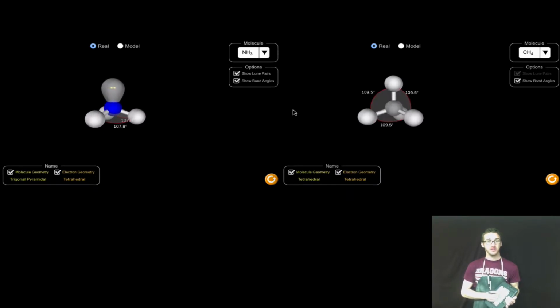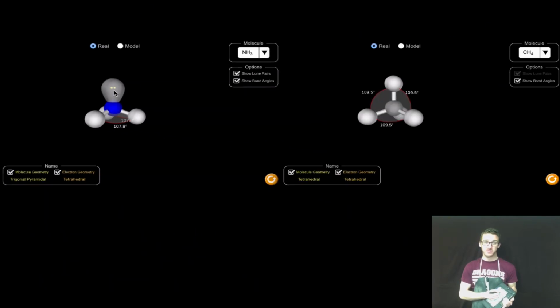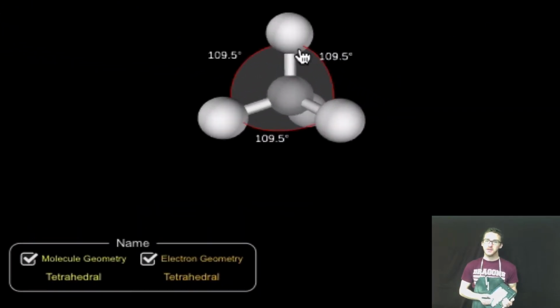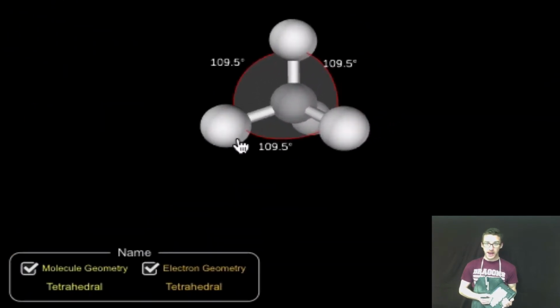Now, as you take a look at the 2 molecules, notice that although the molecules have the same number of regions of electron density, they each have 4 regions, the bond angles are not the same. Recall that lone pair regions of electrons repel more strongly than bonded pair regions. And so note that the HNH bond angle in ammonia is slightly less than the HCH bond angle in methane.